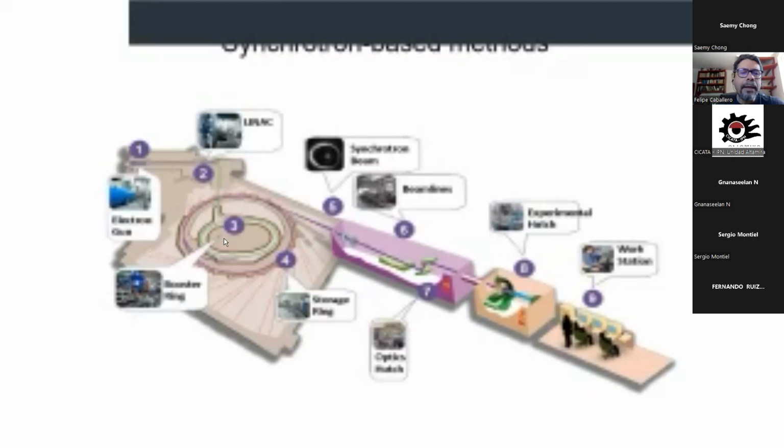These electrons are first injected into the so-called booster ring. This booster ring is like a blender that stirs and accelerates the electrons up to some hundreds of mega electron volts, and then they are injected into a second ring called the storage ring. The electrons in the storage ring are accelerated up to nearly the speed of light. The energy of these electrons can be around 3 giga electron volts.